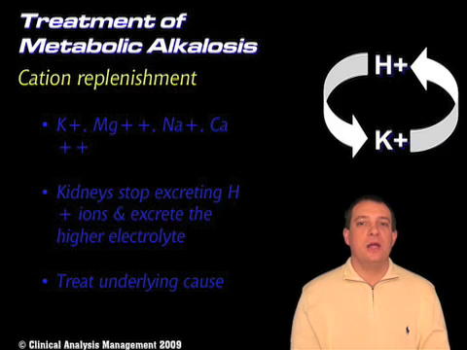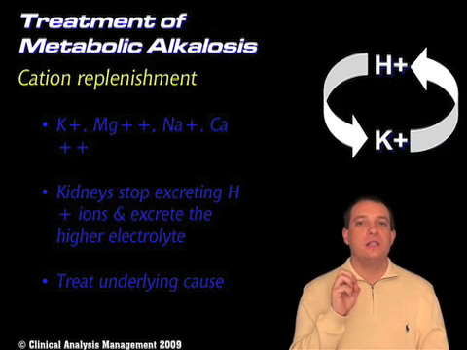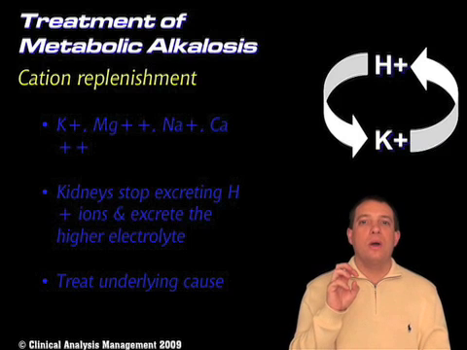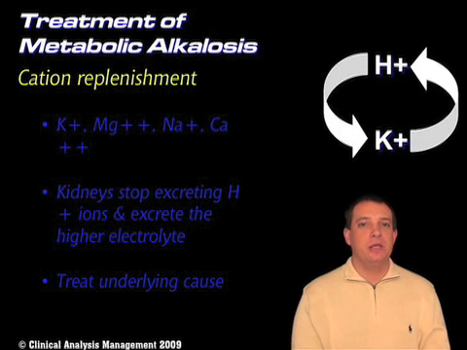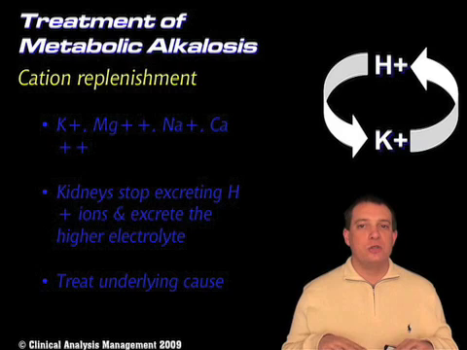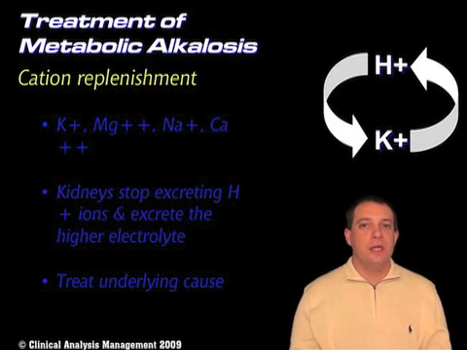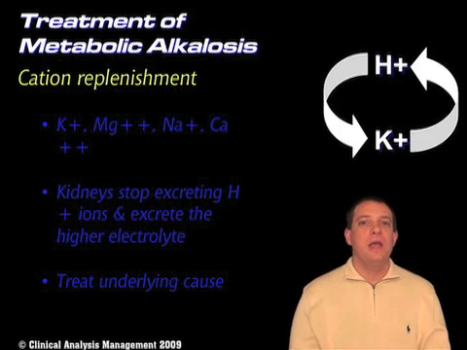By treating the electrolyte deficiency, by replacing chloride that's been lost in the form of normal saline, or by giving the patient potassium who's potassium depleted because of loop diuretics, we bring that electrolyte balance back up to where it should be, and that in and of itself will fix the metabolic alkalosis most of the time.